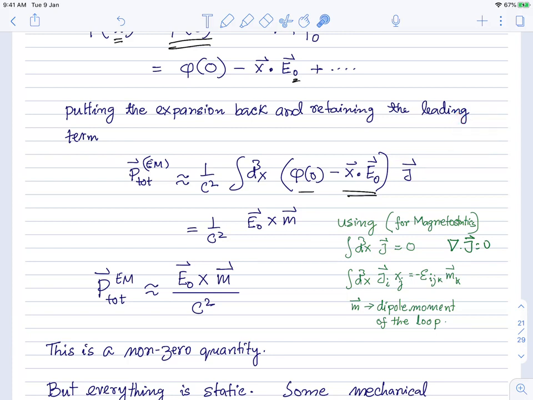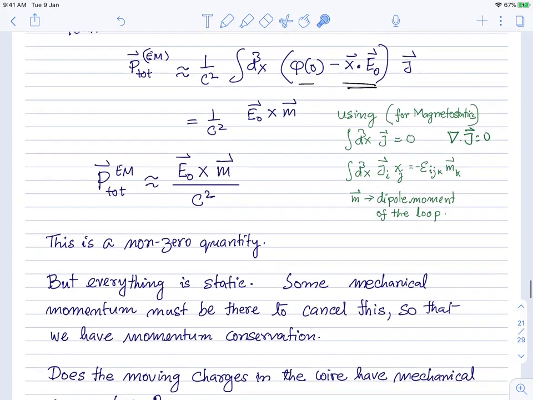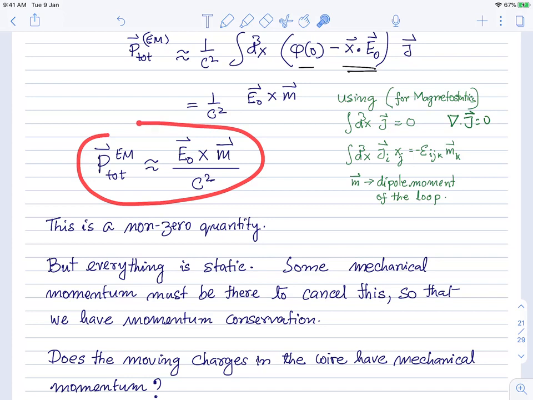So E cross M is definitely not equal to 0. But we are dealing with a completely static case. Everything is static. The electric field and magnetic field are static. The current is a steady current, and the charge is not moving. It's a static charge. So basically, the electric and magnetic fields still carry momentum.